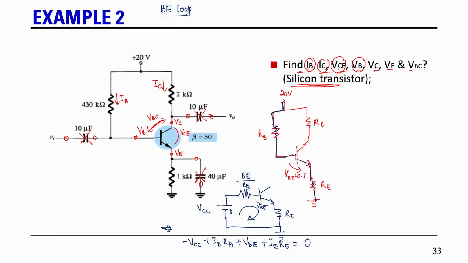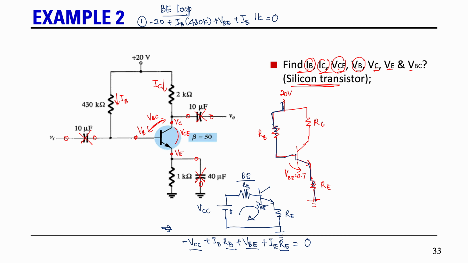Okay, so from here we have some of the values. We have this value, this value, this value, and this value. So we can substitute the values. So I write up here. Okay, so the first equation is going to be how much? Negative 20, plus IB, the one that we don't know, times 430K, plus VBE, plus IE times 1K equals 0, right?